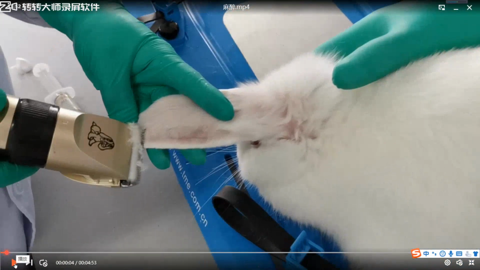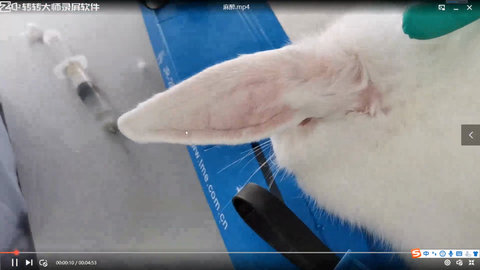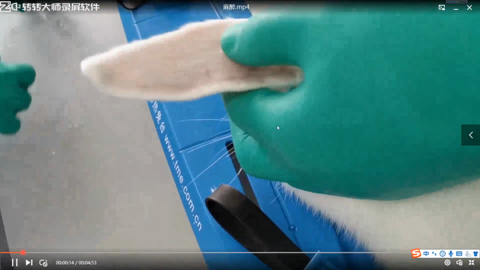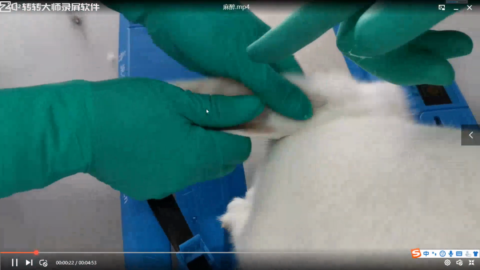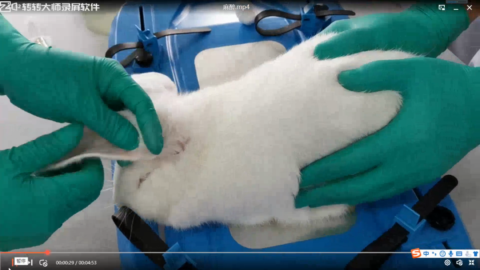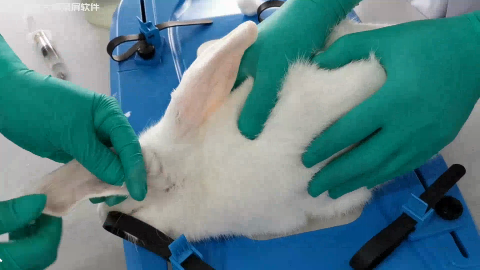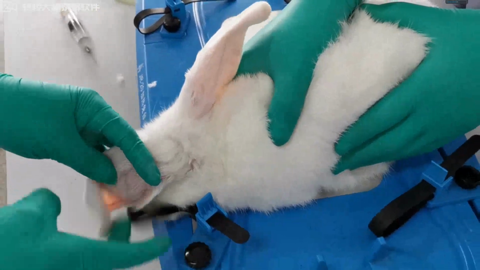Okay, so at first take your rabbit and weigh it, and then we use this razor to cut the rabbit's ear hair. And this one is the ear wing. Use alcohol cotton to make the ear wing expand. You can use your fingers to press the ear wing.